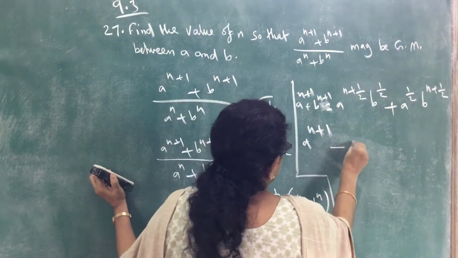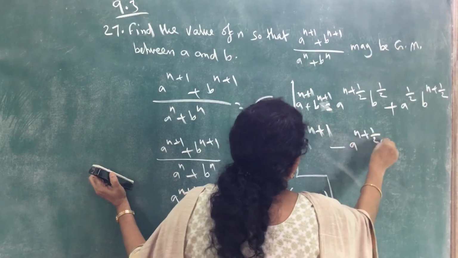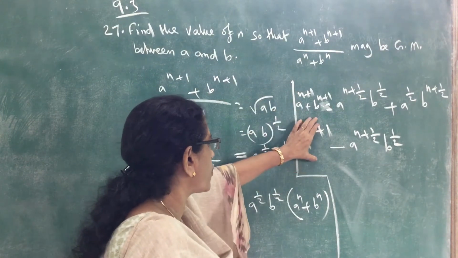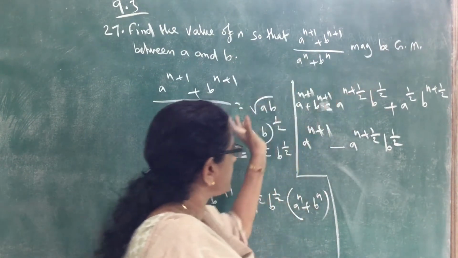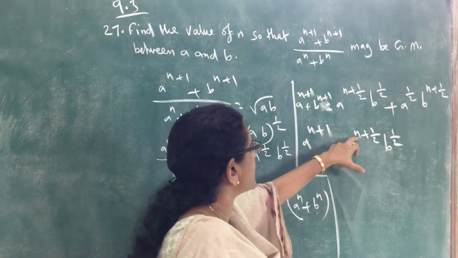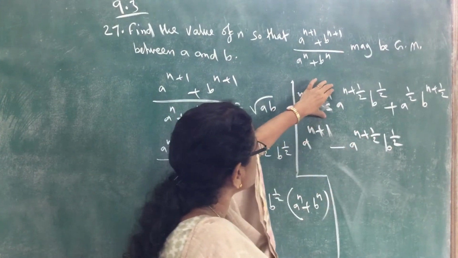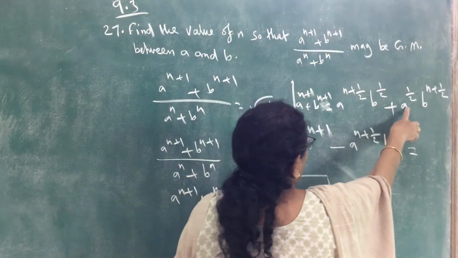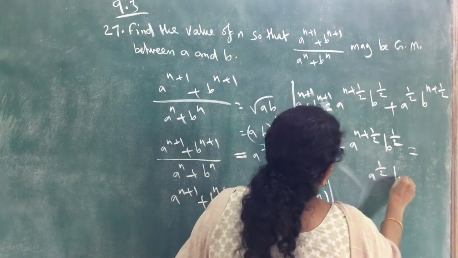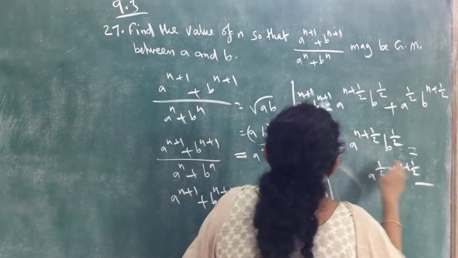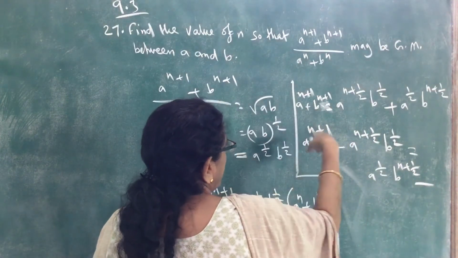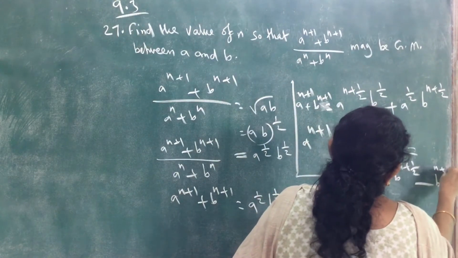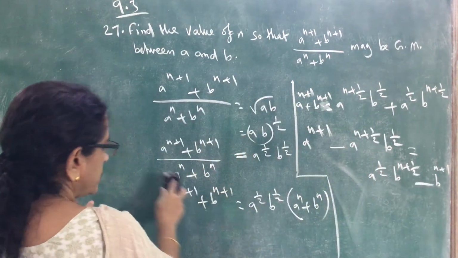So minus A raised to n plus half into B raised to half. So A raised to n plus 1, I wrote here. And this term I took to the left side, it becomes minus A raised to n plus half, B raised to half. Now this B raised to n plus 1 I am going to take to the right side. So that is equal to, here already A raised to half into B raised to n plus half, minus, here B raised to n plus 1 I am going to take to the other side. So that is B raised to n plus 1. Now we are going to simplify that.